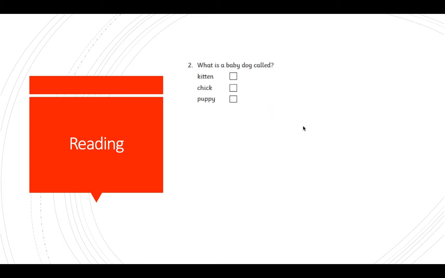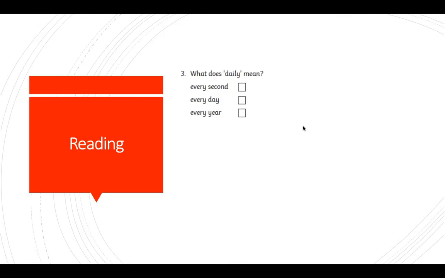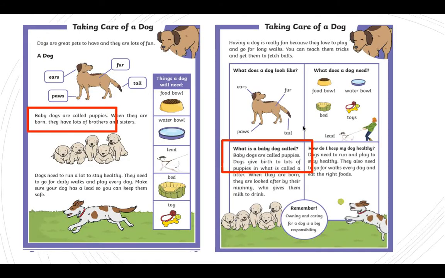Question 2, what is a baby dog called? Now, I'm sure we all know this, but it's really good to get into the habit of checking with the text for questions that we're not sure about. So if we look back onto the text, we need to search for where on the page it talks about baby dogs. So you can have a search, find where it says about baby dogs. And there we go. I've highlighted that as well. So baby dogs are called puppies. So we can tick that on our sheet.